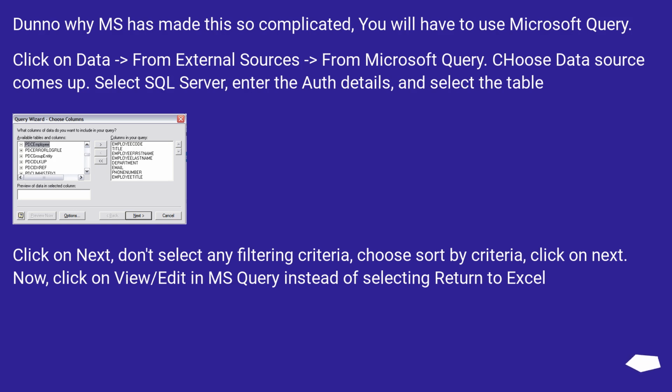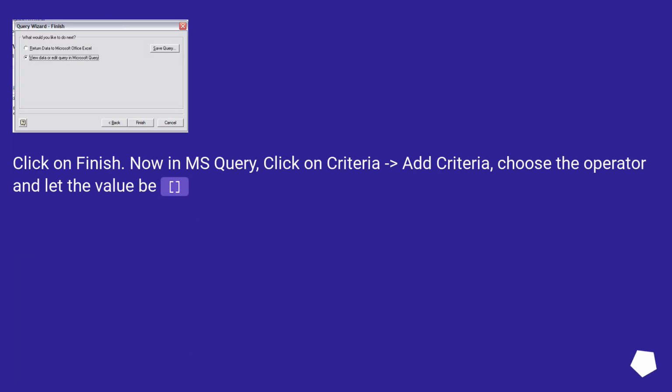Click on Next, don't select any filtering criteria, choose Sort by Criteria, click on Next. Now, click on View/Edit in MS Query instead of selecting Return to Excel. Click on Finish. Now in MS Query, click on Criteria > Add Criteria, choose the operator and let the value be.